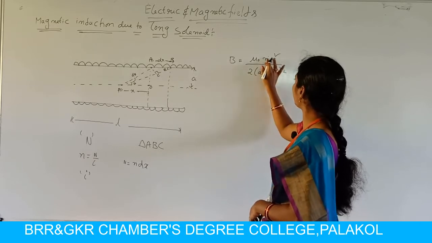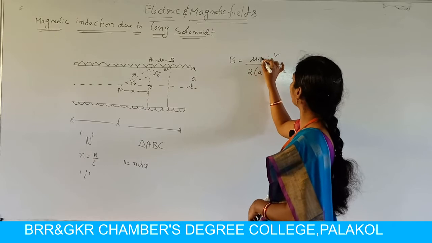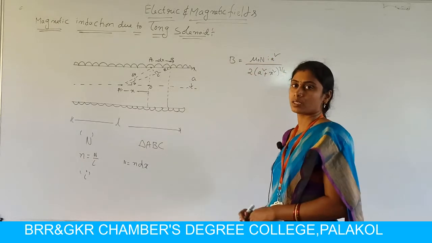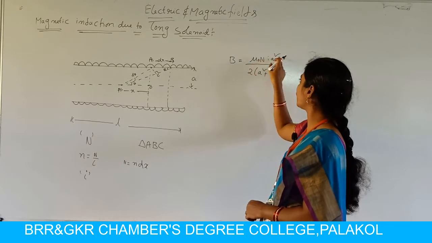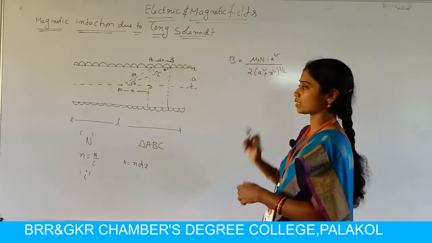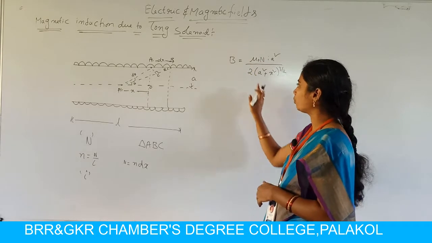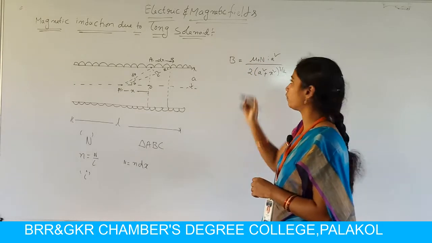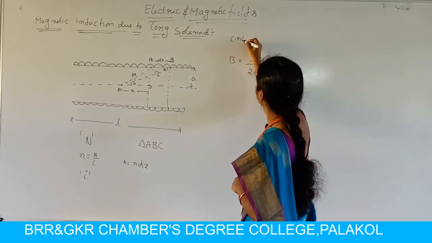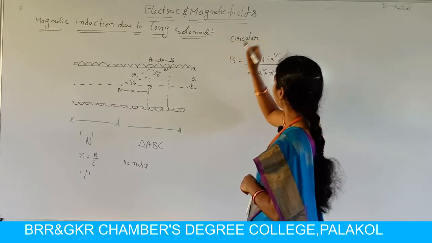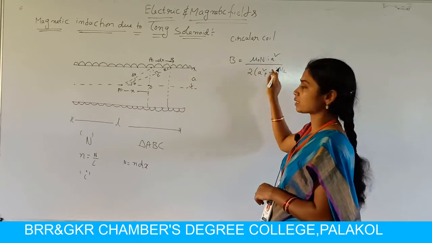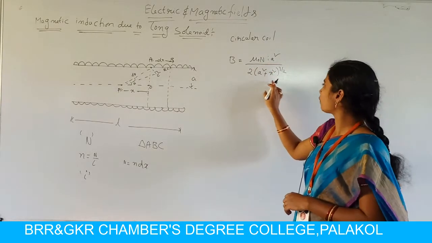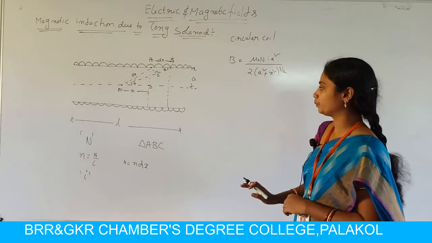If we consider the number of turns as capital N, then B equals mu naught N I a square by 2 into a square plus x square whole power 3 by 2. This is the magnetic field induction for a circular coil, which we know already.